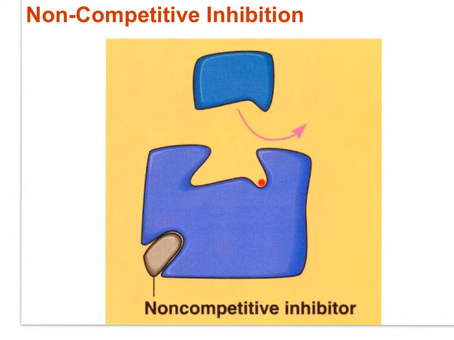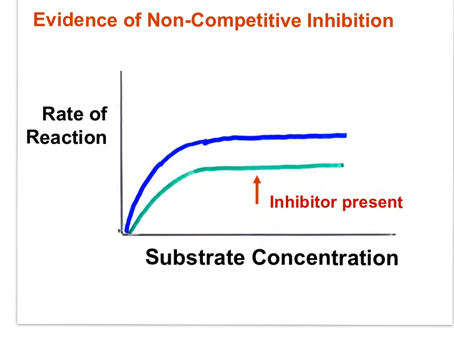that alters the shape of the active site. The substrate cannot bind to the active site, so the reaction is inhibited. Evidence of non-competitive inhibition can be seen when examining reaction rate versus substrate concentration. We have the normal reaction curve here in blue, and then the reaction with the inhibitor here in green. You can see that the inhibitor inhibits the reaction at all substrate concentrations. In other words, with the inhibitor, the rate of reaction is lower at all substrate concentrations.